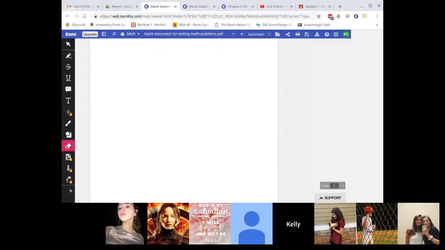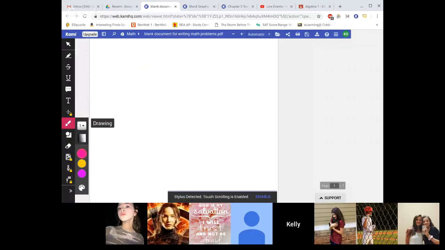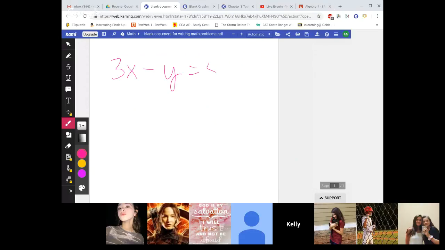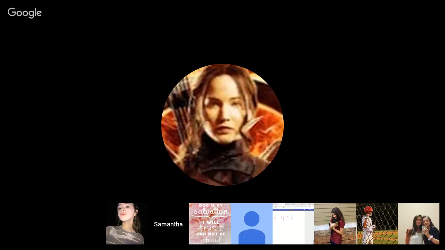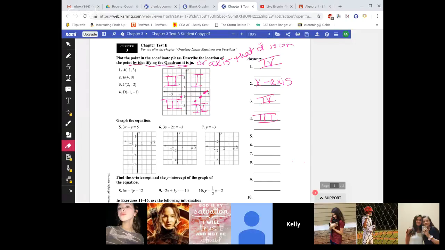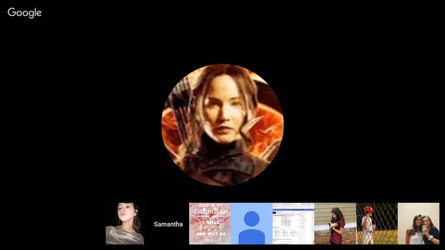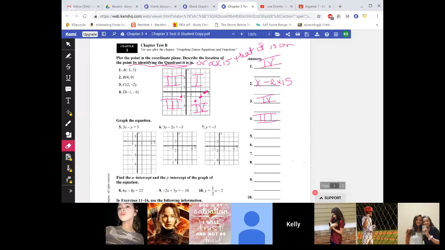So the problem is 3x minus y equals 5. I believe I wrote it down correctly, right? Yes. Why does the first one say it's in quadrant? Good catch, Sam. Good catch. Absolutely. I see what you're saying.